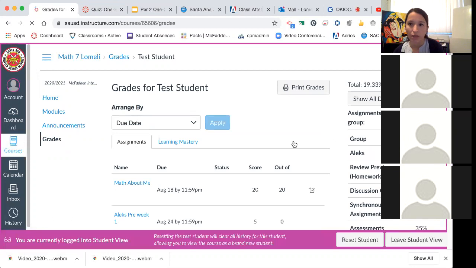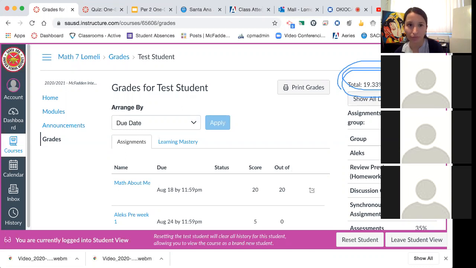If you click on grades right here, do you guys see right here? This is your grade right here, and it even tells you the letter grade. So this is your current grade, and this is your percent. Again, this is just a made up student. It says test student.